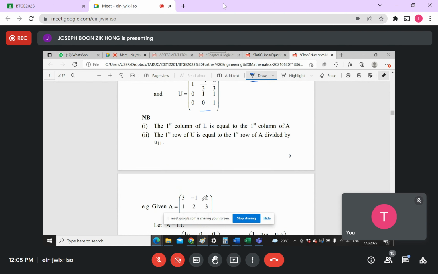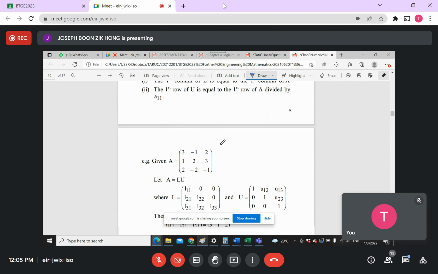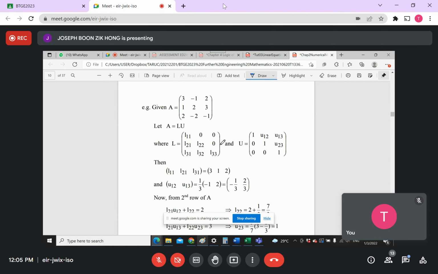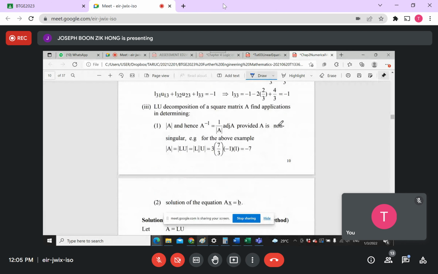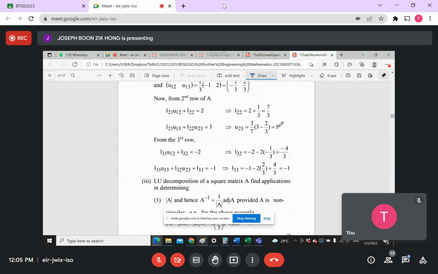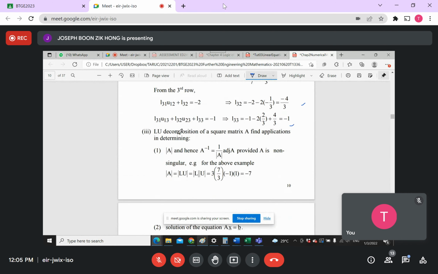After I get the L and the U, what is the purpose of getting the L and U? So now we look. This one is also the same. I give you A and then you try to get the L and the U. You get everything: L22, U23, L32, L33. So after you get the LU decomposition.